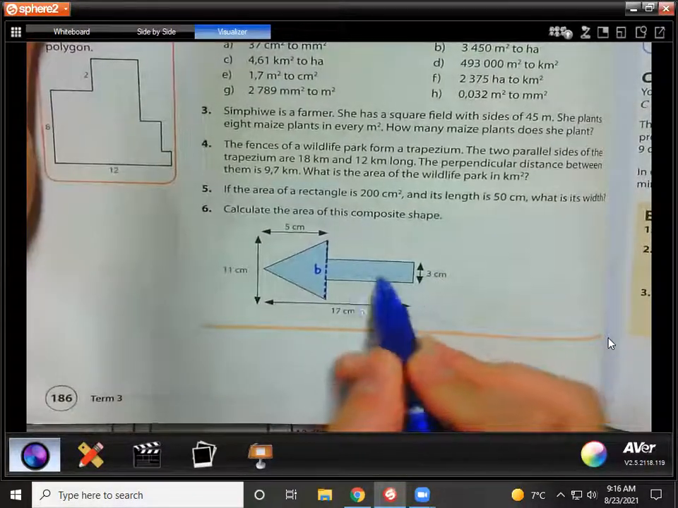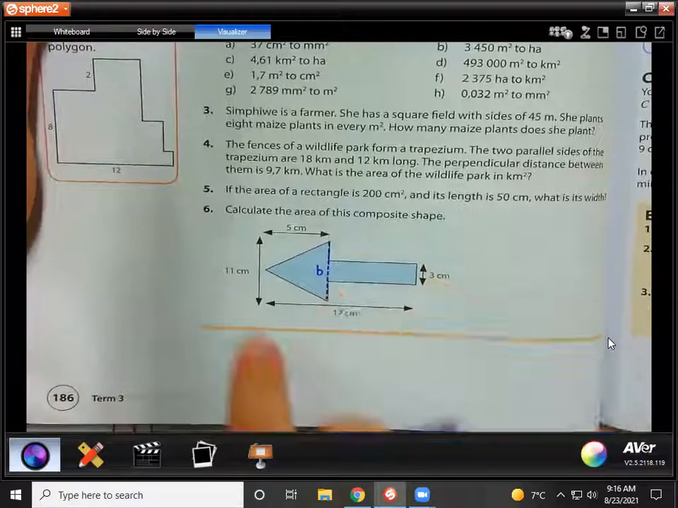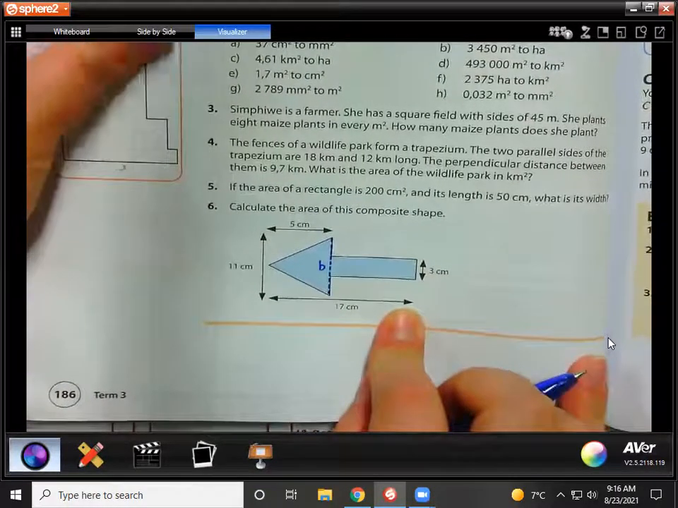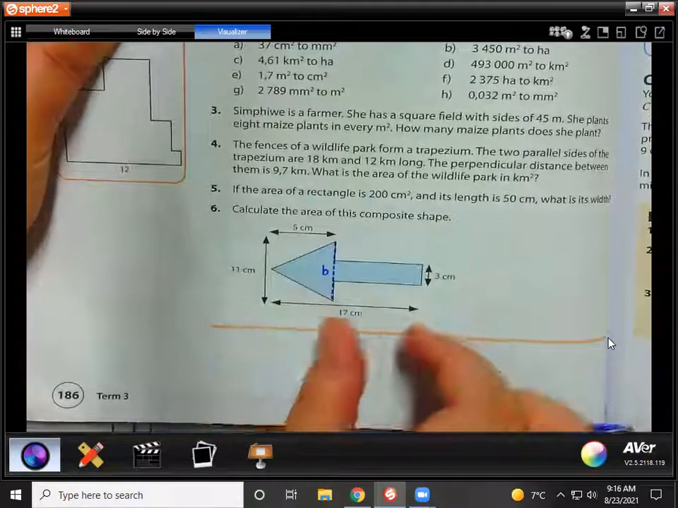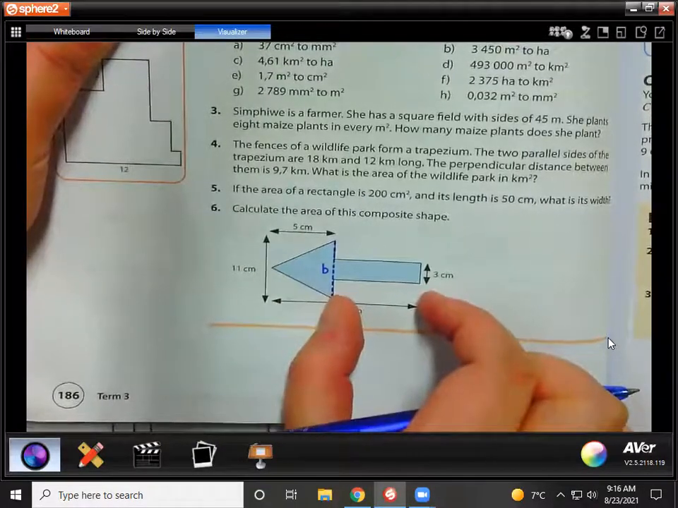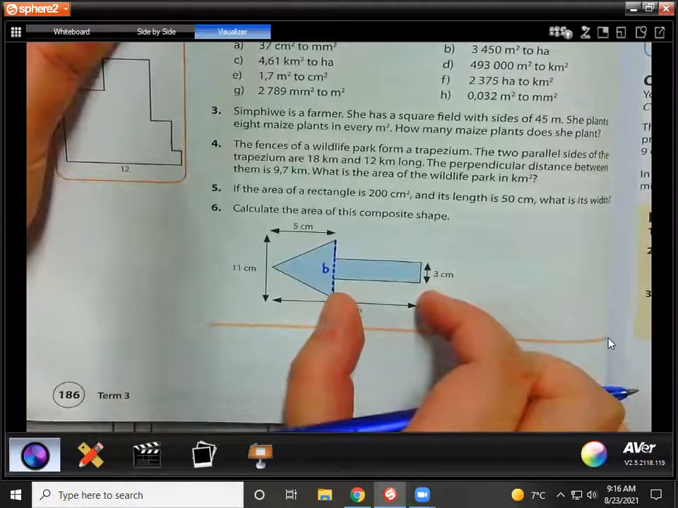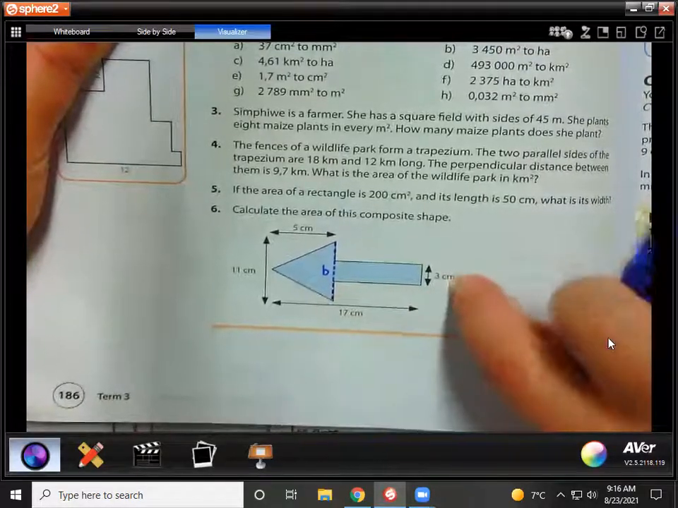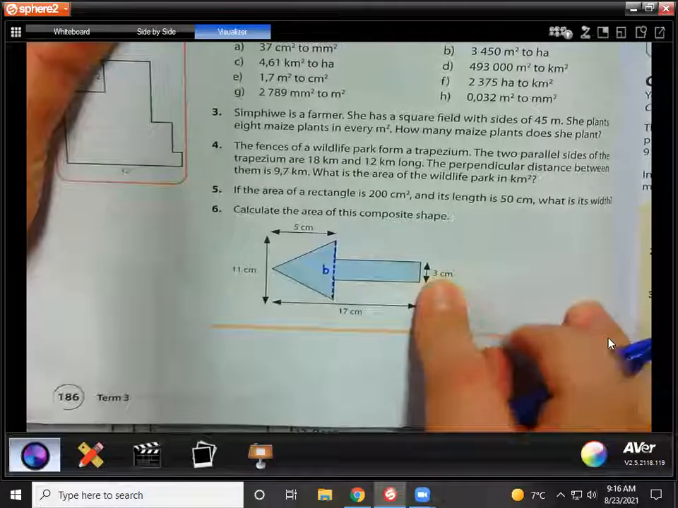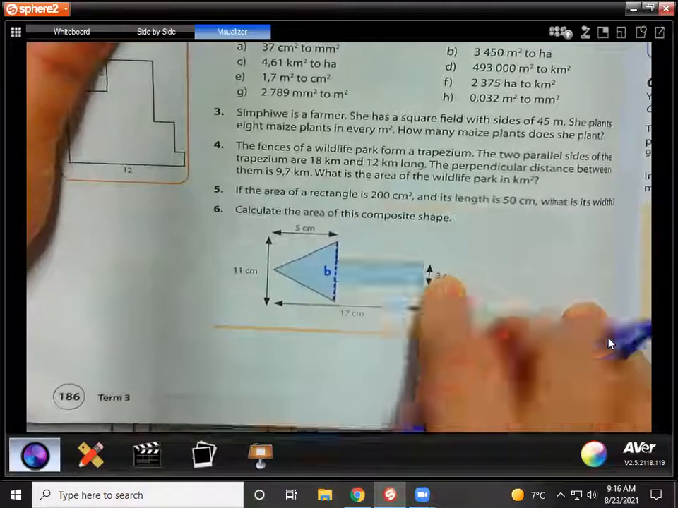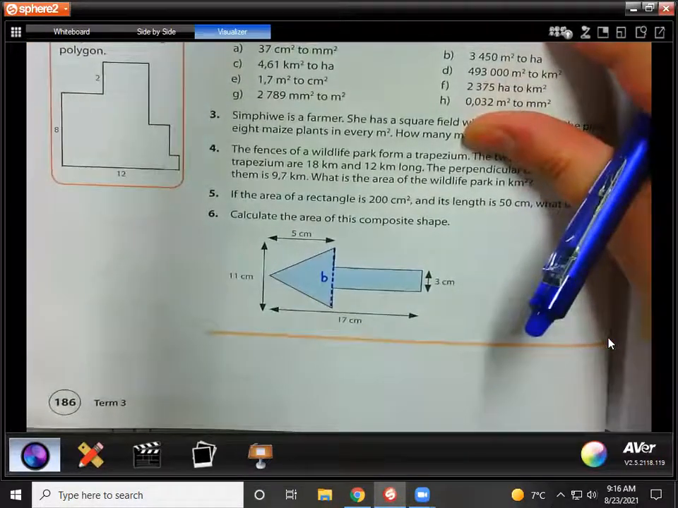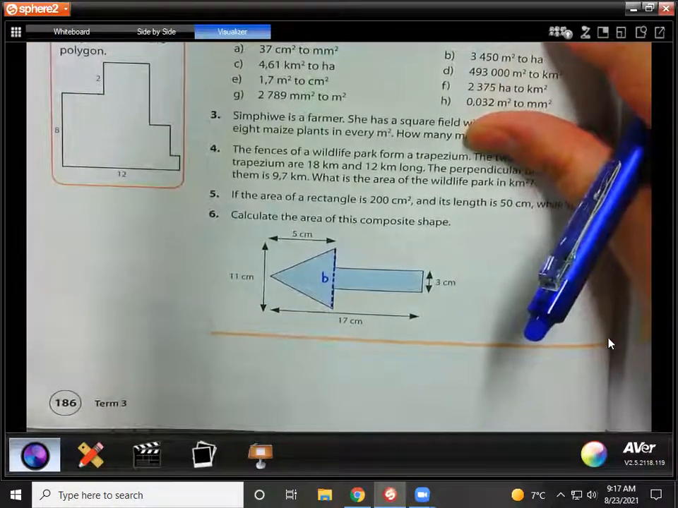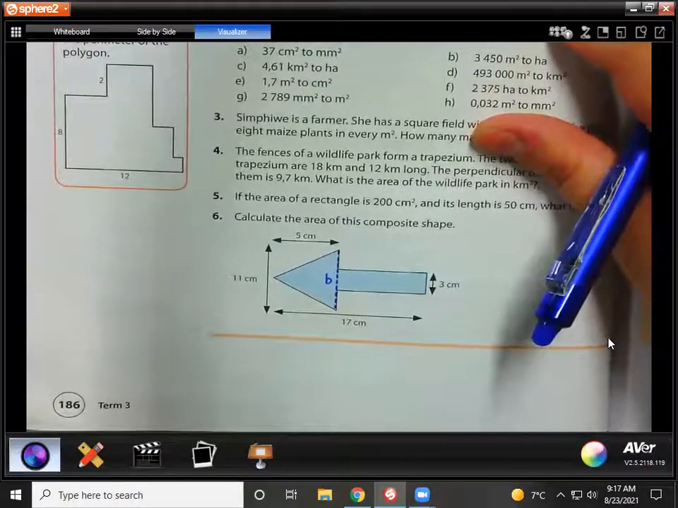Now, guys, for this rectangle, is the length of the rectangle going to be 17? No. This whole thing is 17. So if that is 5, what is this part? 12. So the length of the rectangle is going to be 12, and the breadth is 3. You need to be able to look at the measurements they've given you, and from that figure out the measurements of the separate shapes that you need to calculate.